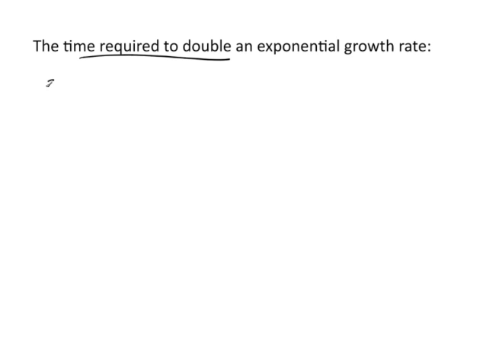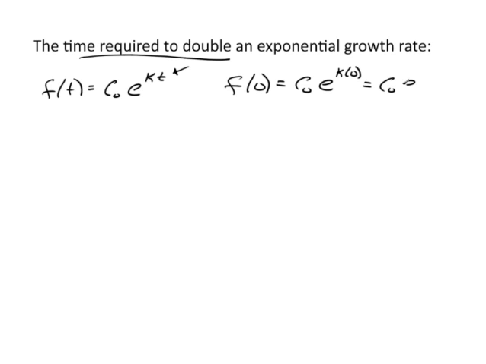So if I have a function f of t, where f of t has the form c naught e to the kt, and what I want to do is, where t equals time, I want to find out how long it's going to take to double the amount that I have. Now notice I said c naught earlier. The c naught was the initial value. Notice f of 0 equals c naught e to the k times 0, which is c naught e to the 0. Well, e to the 0 is 1, so that's just c naught, my initial value.